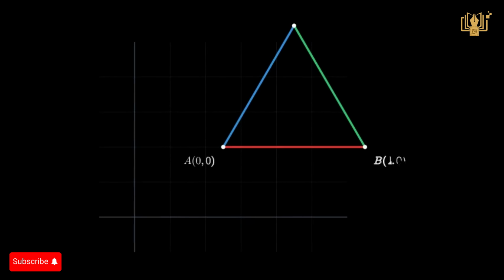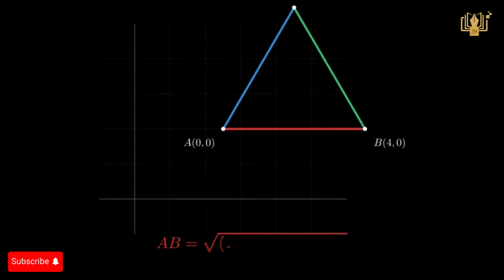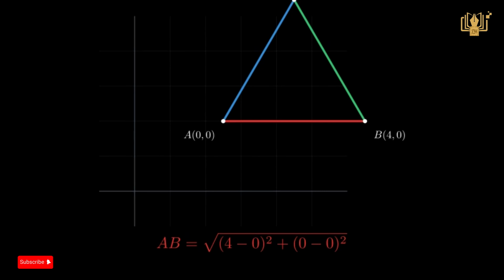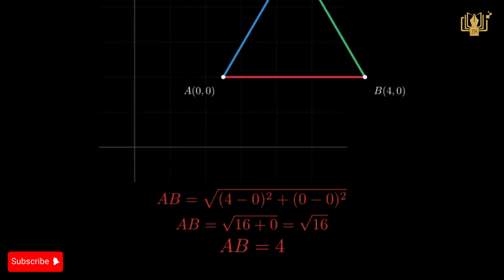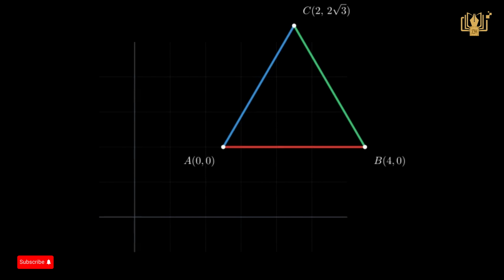Step 1. Length AB. We plug in A equals (0, 0) and B equals (4, 0). AB equals the square root of (4 minus 0) squared plus (0 minus 0) squared. That becomes the square root of 16 plus 0, which is the square root of 16. So AB equals 4.